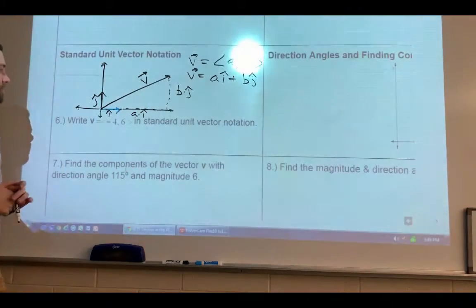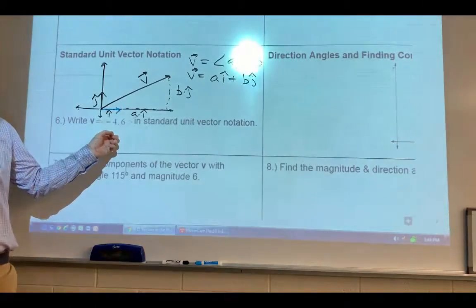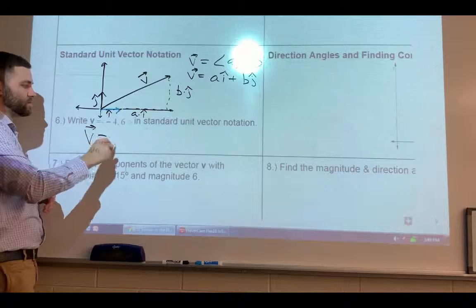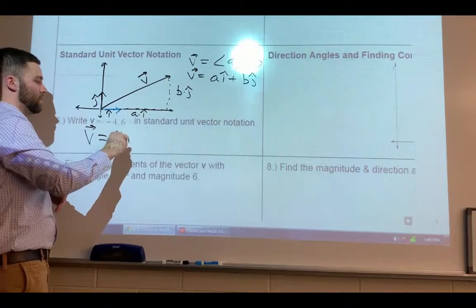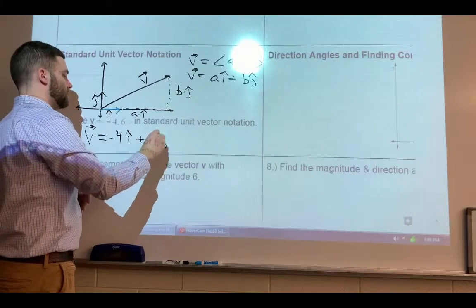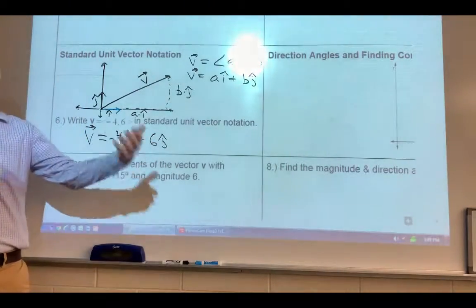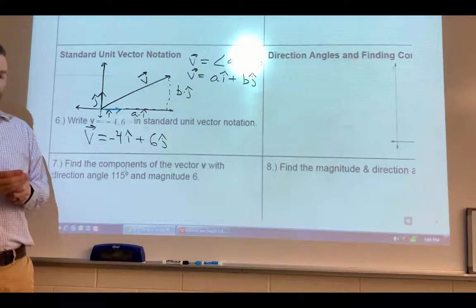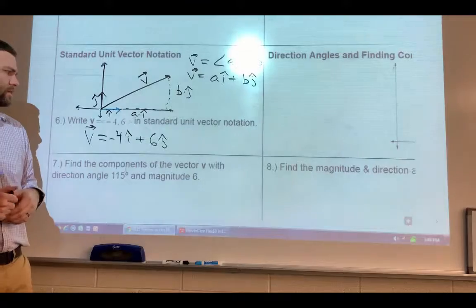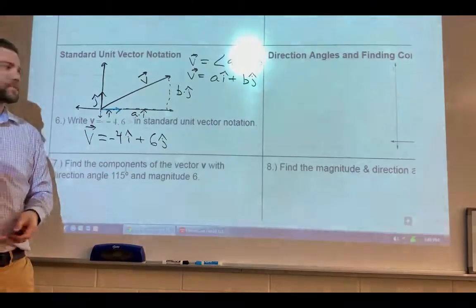Okay, so write vector V in standard unit vector notation. So it's given here as -4, 6. So to write that in unit vector notation, we would just write vector V is equal to -4 I plus 6 J. And so that's all. The conversion between component form and unit vector notation is just changing it so it looks a little bit more like an addition or subtraction expression. So that's it.